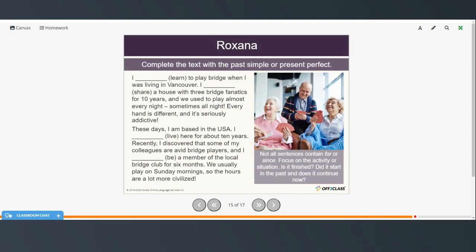All right, so now you're going to complete the text with the past simple or the present perfect. There's a note here. It says not all the sentences contain for or since. Focus on the activity or situation. Is it finished? Did it start in the past? And does it continue now? So again, you can pause the video, try that on your own, and then restart when you're ready to check your answers.